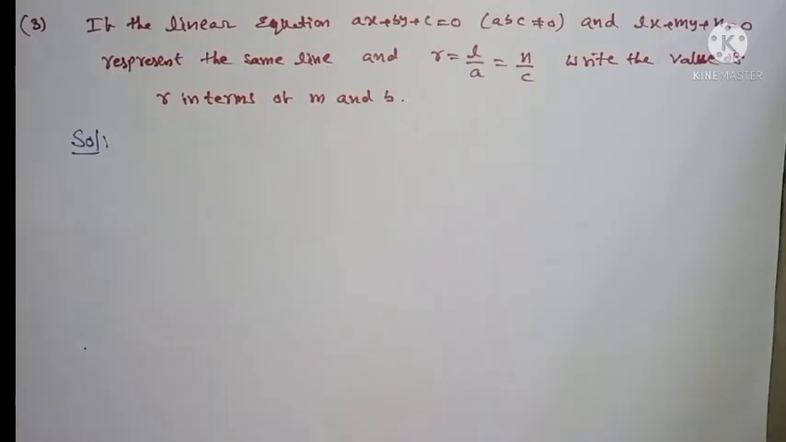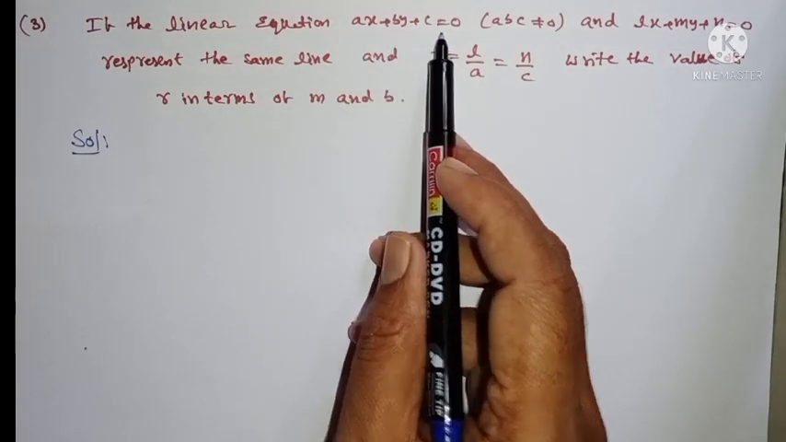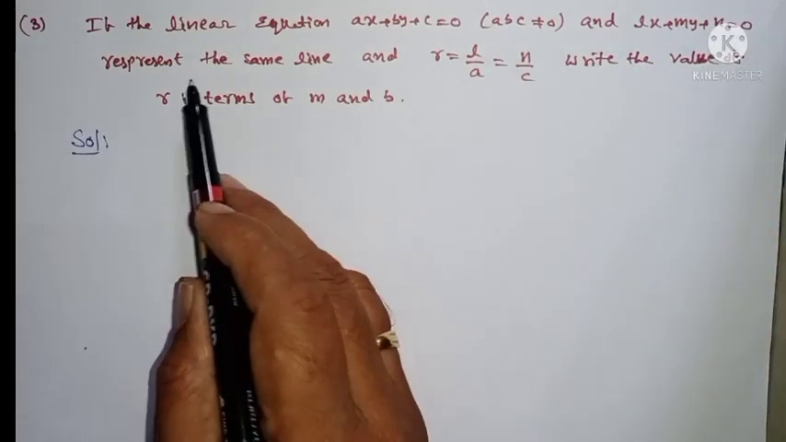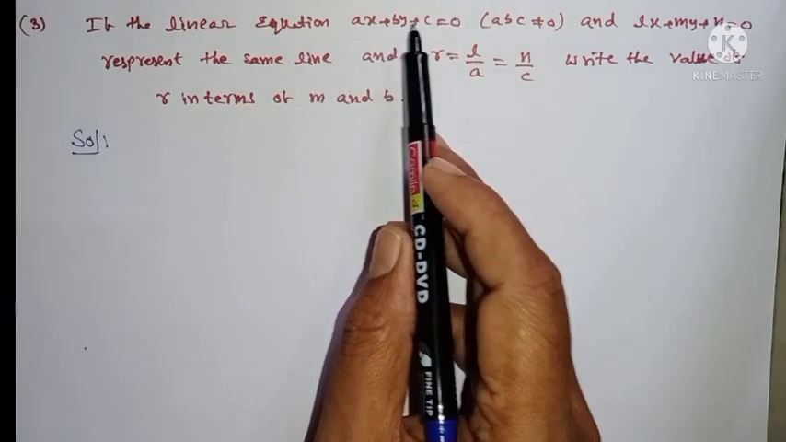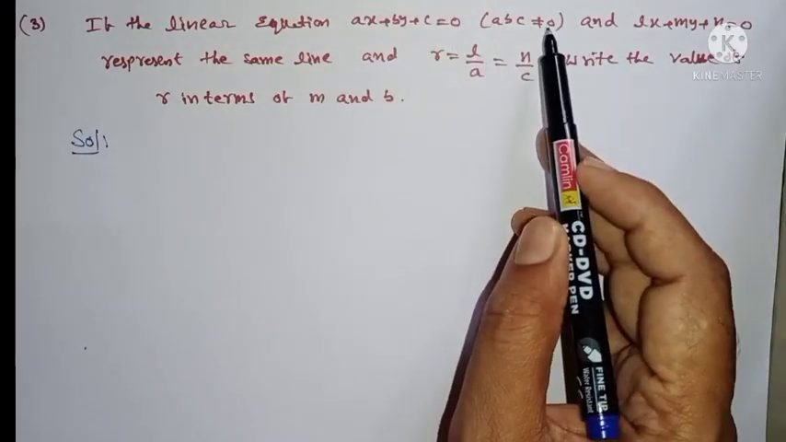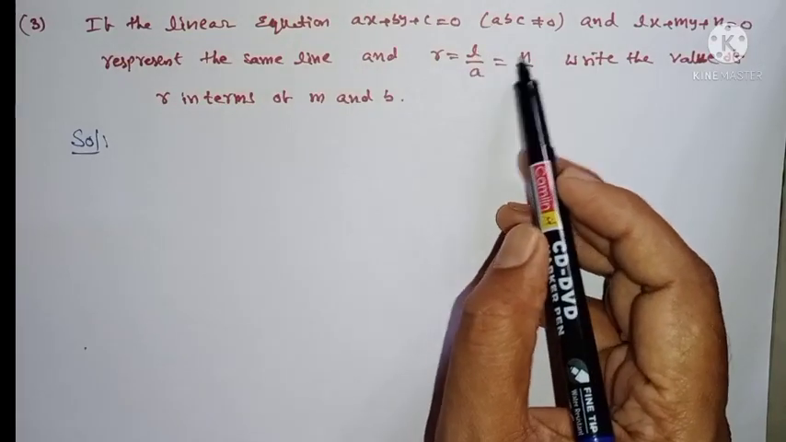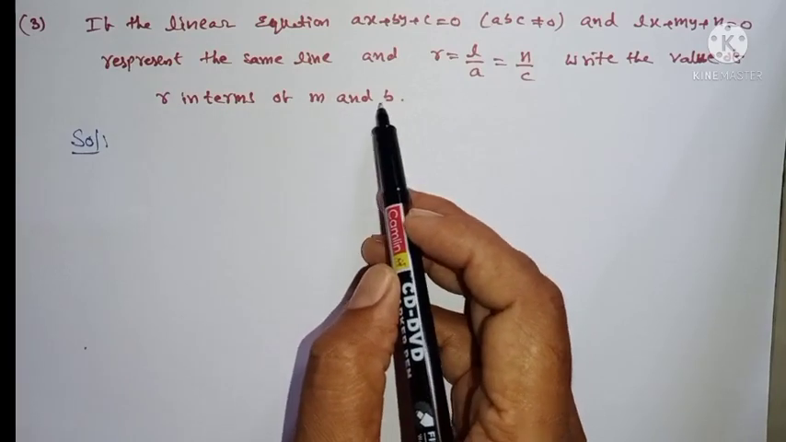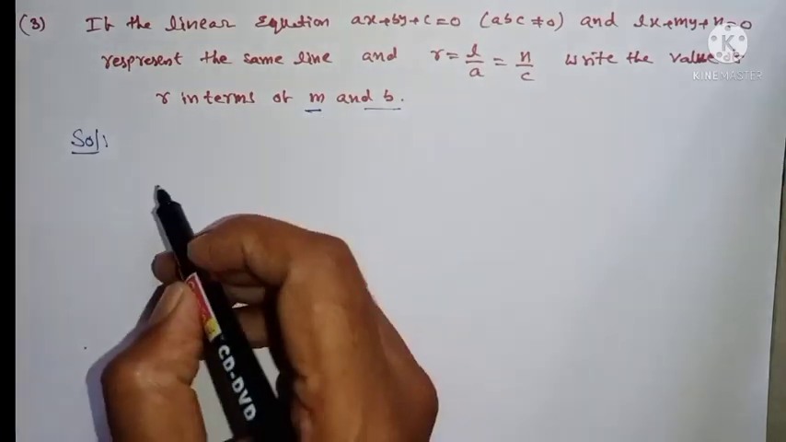Next question. If the linear equations ax plus by plus c equals 0 and lx plus my plus n equals 0 represent the same lines, meaning the coefficients of x, y and the constant are the same, so a1 by b1 is equal to a2 by b2 is equal to c1 by c2, and r is equal to l by a is equal to n by c. Write the value of r in terms of m and b.